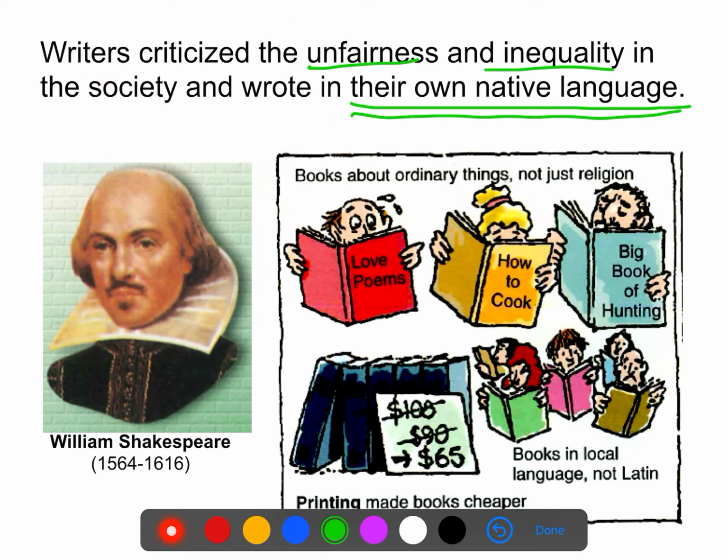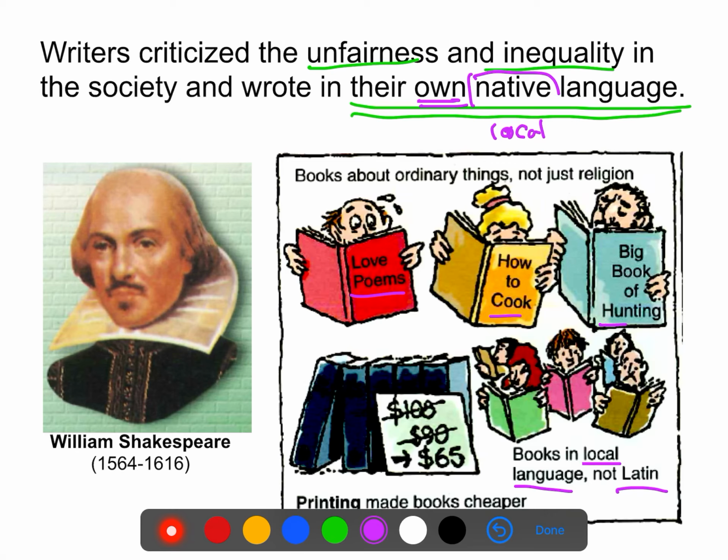There are many books about ordinary things, not just religion. In the past, all the books were about religion and the church. But there are many new books now, like love poems, cookbooks, and hunting books. So they enjoy reading.